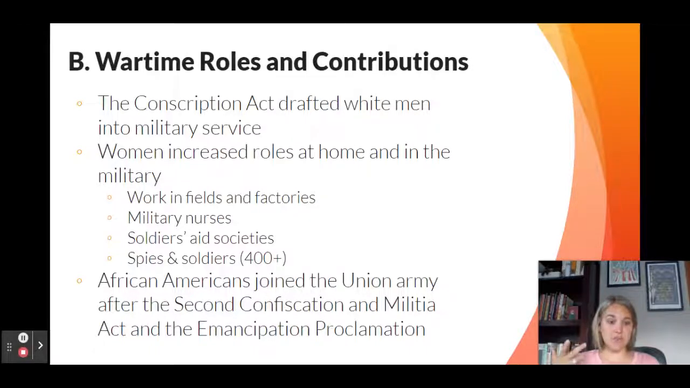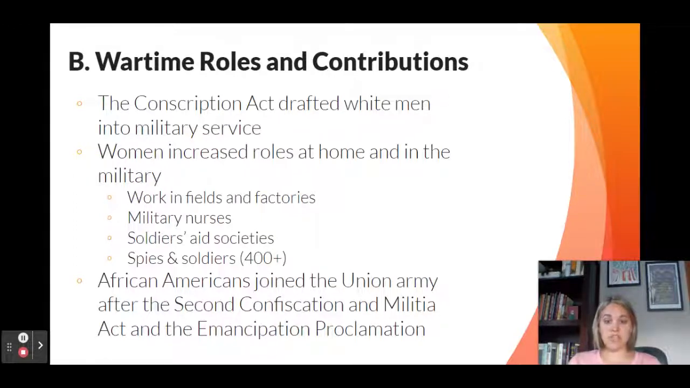So while not allowed to enlist in the military, there are camps of women who travel with the soldiers, who aid the soldiers, who provide food and medical care. Also, 400 plus women secretly served as soldiers and then also as spies, and then also maintained the home front, working in the fields and the factories.